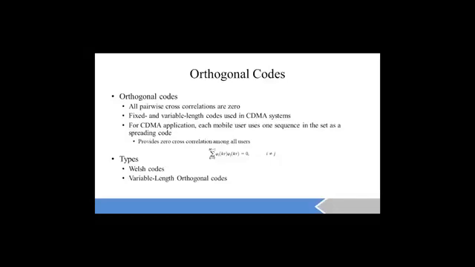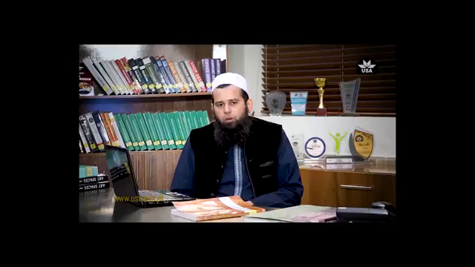Now I am going to discuss orthogonal codes. Unlike pseudo-random noise sequences, an orthogonal code is a set of sequences in which all pairwise cross correlations are 0. An orthogonal set of sequences is characterized by the following equality.